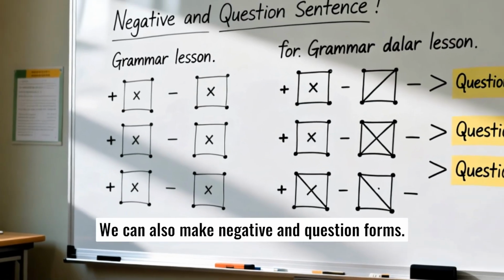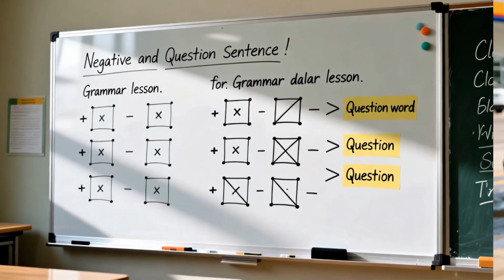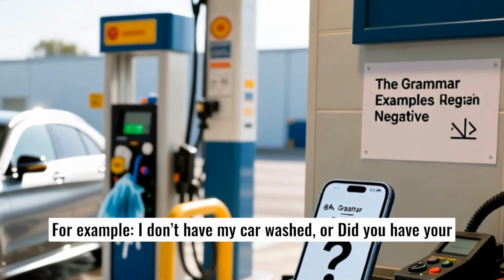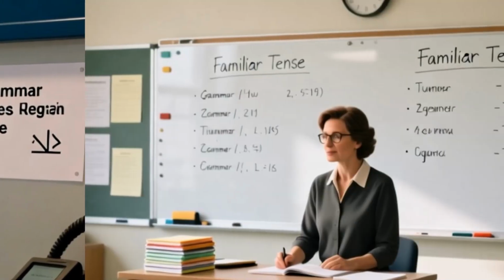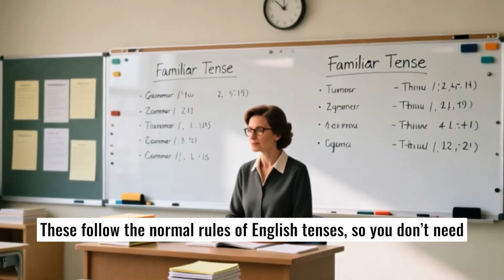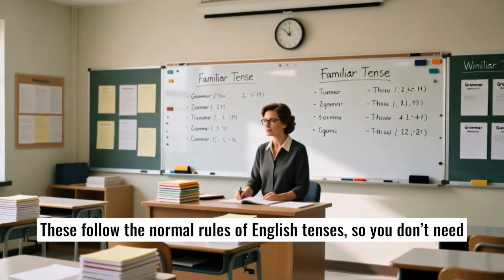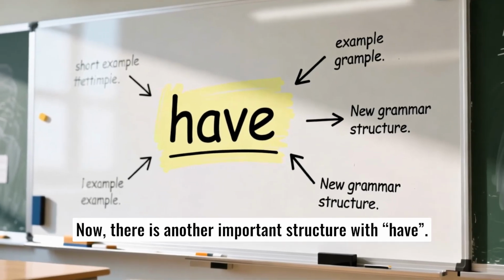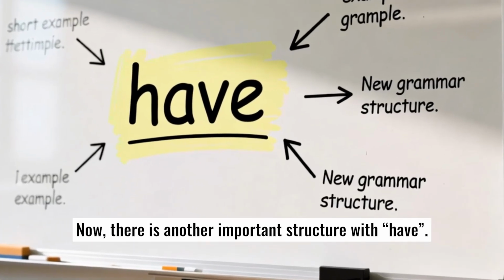We can also make negative and question forms. For example, I don't have my car washed, or did you have your phone fixed? These follow the normal rules of English tenses, so you don't need to learn anything new here, just apply what you already know. Now, there is another important structure with have.